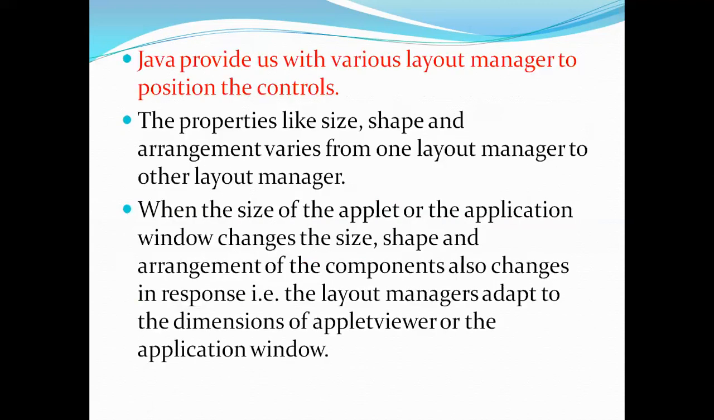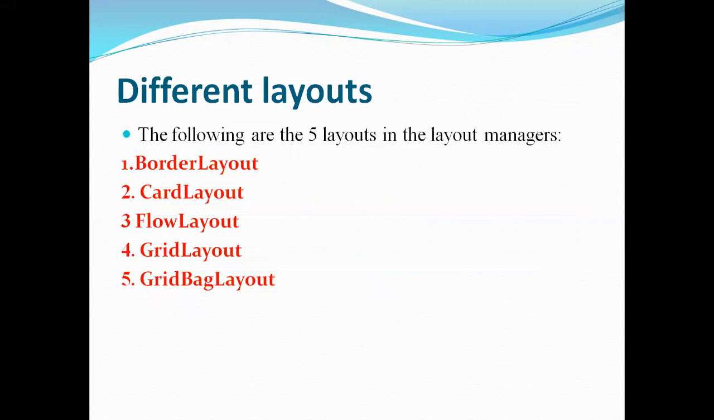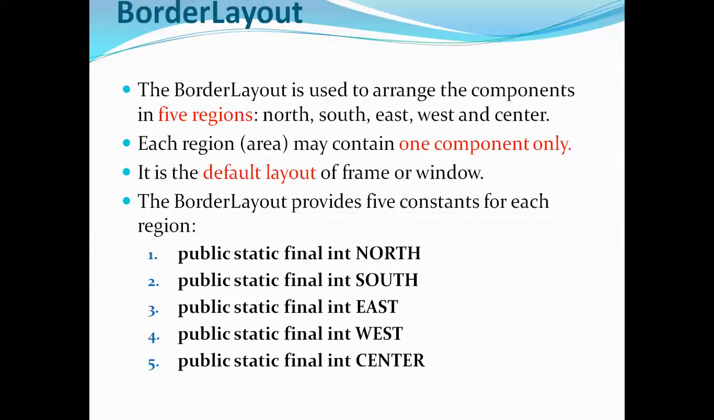Now let's see the different layouts that we are discussing. As I told, we are discussing these five: border, card, flow, grid, and grid bag. Let's start discussing these five. The first one we are discussing is border layout. It is given the name border layout because the components of a frame are arranged in the border areas only, and one in the center. So what are those borders? Border layout is used to arrange the components in five regions: north, south, east, west, and center. So all four borders and the center.